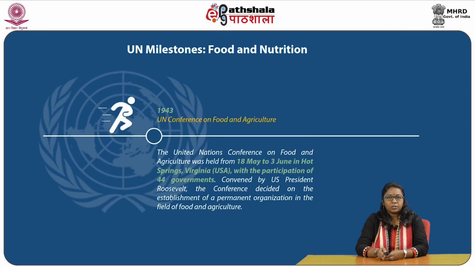United Nations milestones in regard to food and nutrition. In 1943, the United Nations Conference on Food and Agriculture was held from 18th May to 3rd June in Hot Springs, Virginia in the United States of America with the participation of 44 governments. This was convened by US President Roosevelt. The conference decided on the establishment of a permanent organization in the field of food and agriculture.